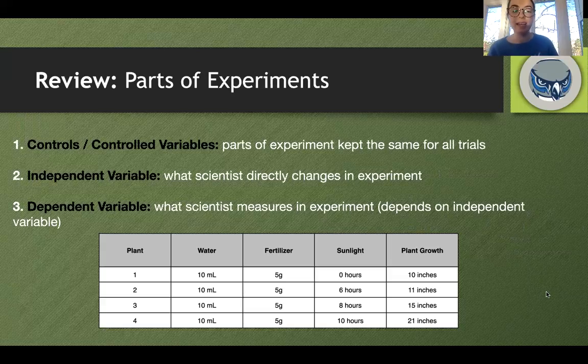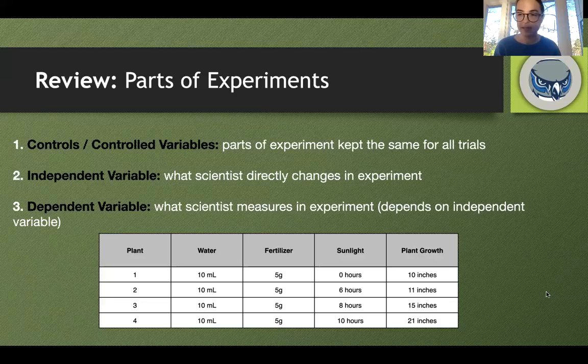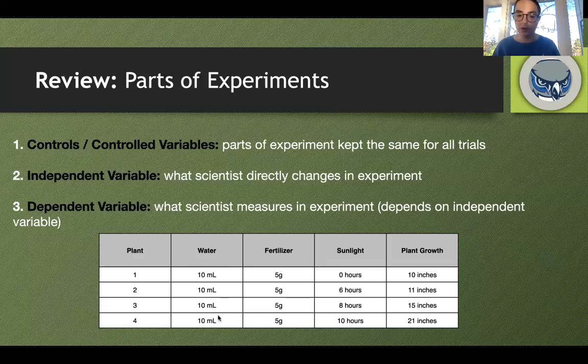Parts of experiments. Again, this is fairly uncommon. Every once in a while it gets asked, maybe 1 or 2 questions out of the 40, but it's good to know them. You need to know what controls and controlled variables are. Those are the parts of the experiment that are kept the same for every single part of the experiment. So looking down at our example table here, you can see water would be a control.